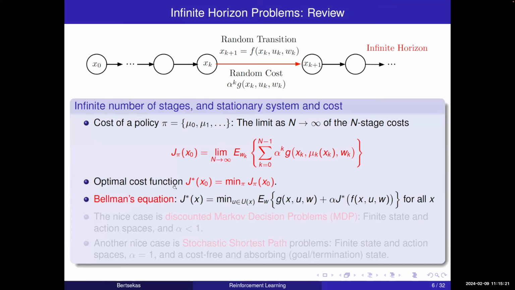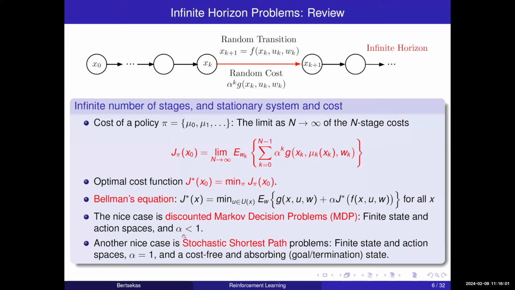So the optimal cost at a particular state X is the solution to this nonlinear functional equation, which is called the Bellman equation. The nice case is these so-called discounted Markov decision problems, or MDPs. This is the case where you have finite state and action spaces, and where alpha is less than one. If alpha is less than one, then this sum, as n goes to infinity, is going to converge to a specific value because the terms of this sum decay geometrically.